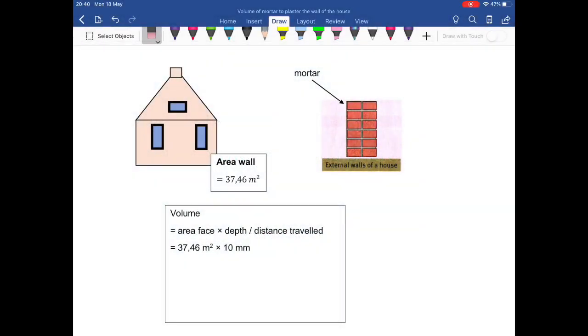We're now going to calculate the volume of mortar needed, and what that means is the wall is going to be plastered. So a very thin layer of mortar is put on the outside of the wall, and we are actually calculating the volume of the mortar. Now remember, volume is the area of the face, in other words the area that we calculated in the previous example, minus the windows, times the depth, which is going to be the thickness of the mortar for the wall. The area of the face we calculated in the previous example was 37,46 meters squared, and the mortar here is 10 millimeters thick, which is very thin.